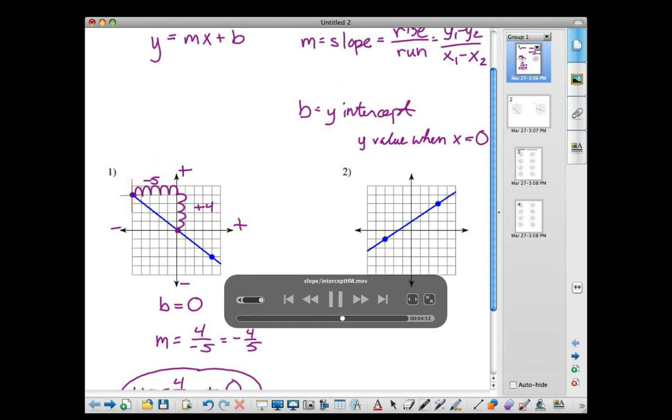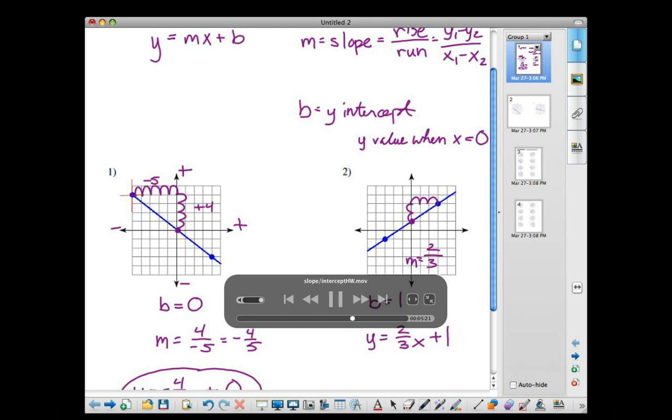Second example, my y-intercept is right here at a value of 1. And slope, to get from my first point to my second point, I'm going up 2 spaces, over 3 spaces. That means my slope is a rise of 2 and a run of 3. So my final equation is y equals 2/3 x plus 1. Pretty straightforward.